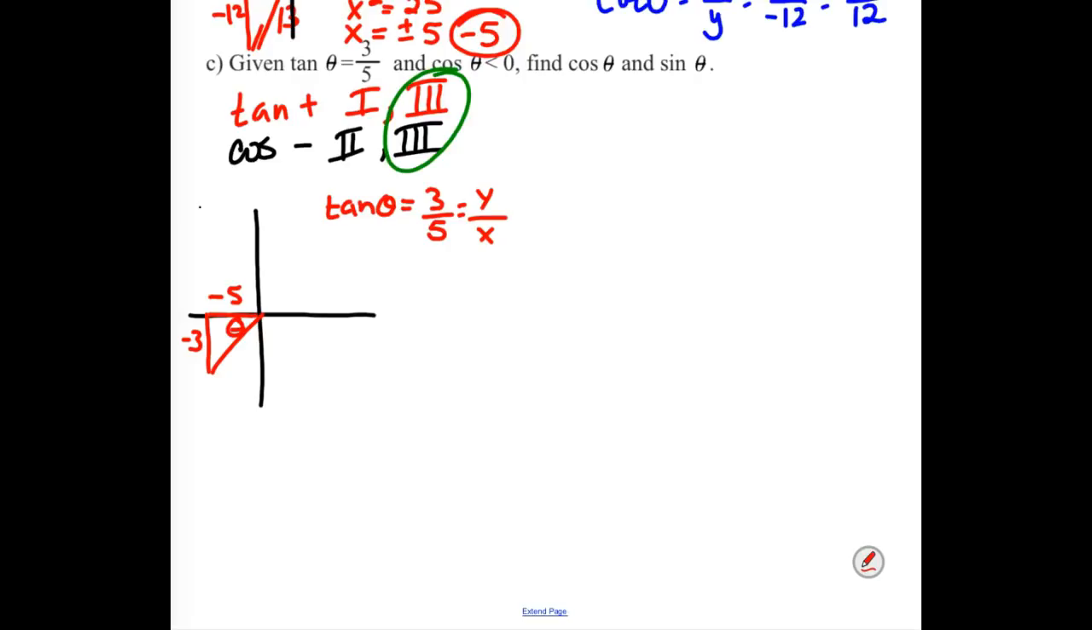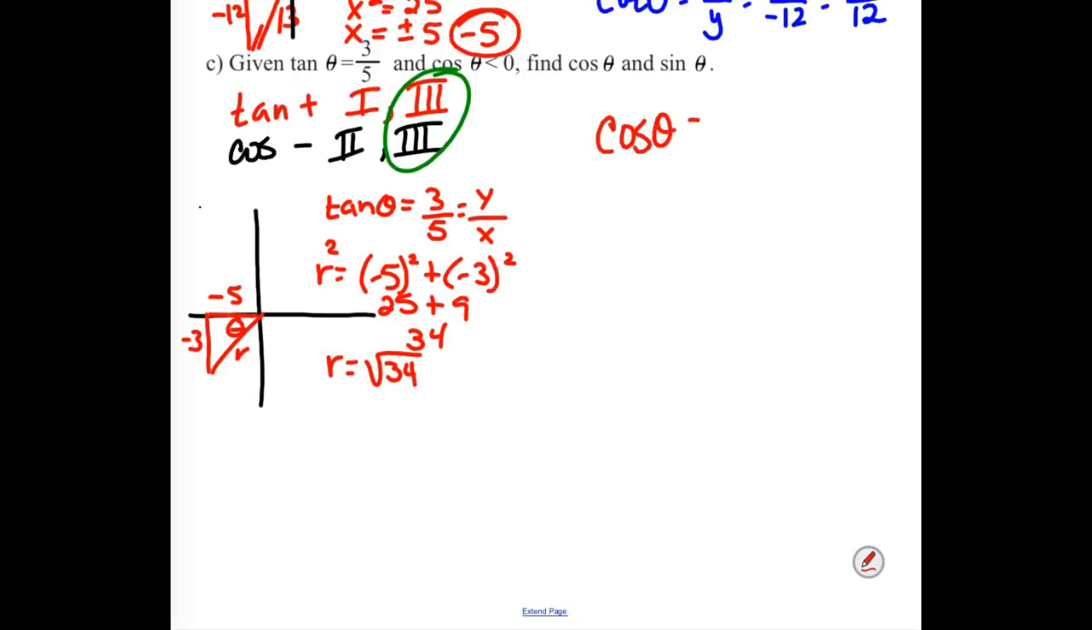We are asked to find cosine and sine. Both of those require us to know what the radius or hypotenuse of this triangle is. So let's go ahead and find r. R squared is -5 squared plus -3 squared. So 25 plus 9, or 34. R would be the square root of 34.